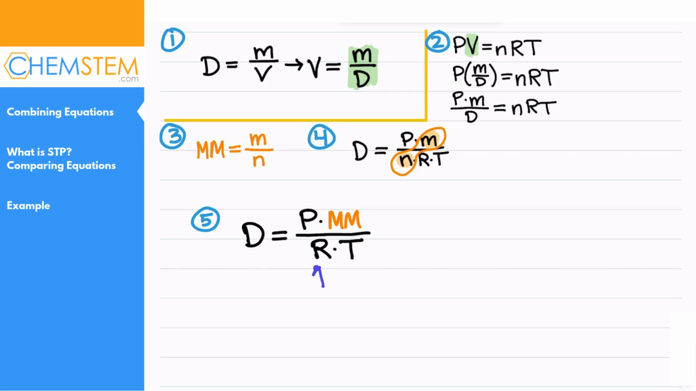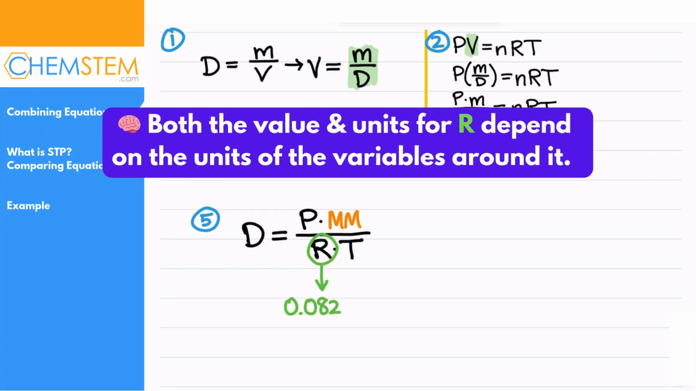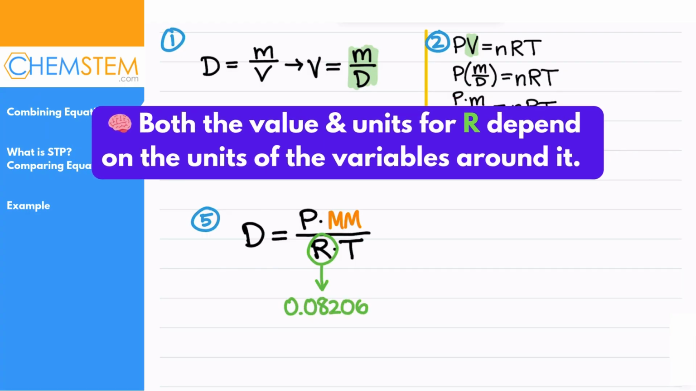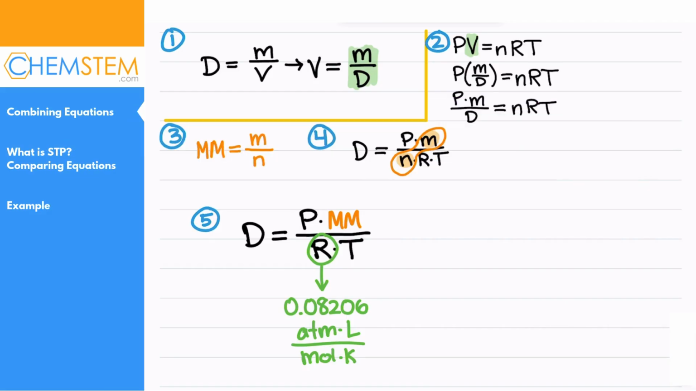R is going to have a specific unit, so let's examine what that unit is. R is a constant, and that value is 0.08206, and the units are atmosphere liters per mole Kelvin. And that's going to be helpful for us because we're also going to examine where 22.4 came from for the density of a gas at STP.